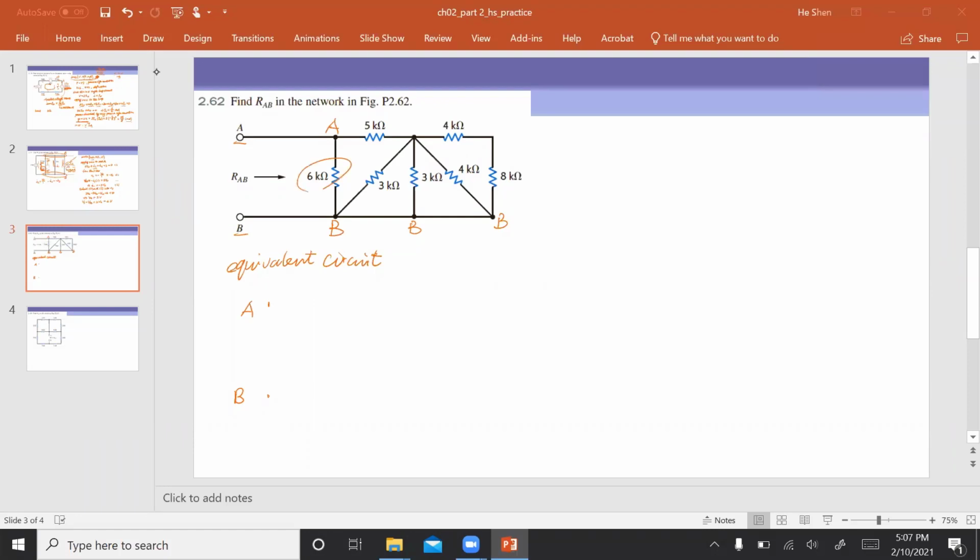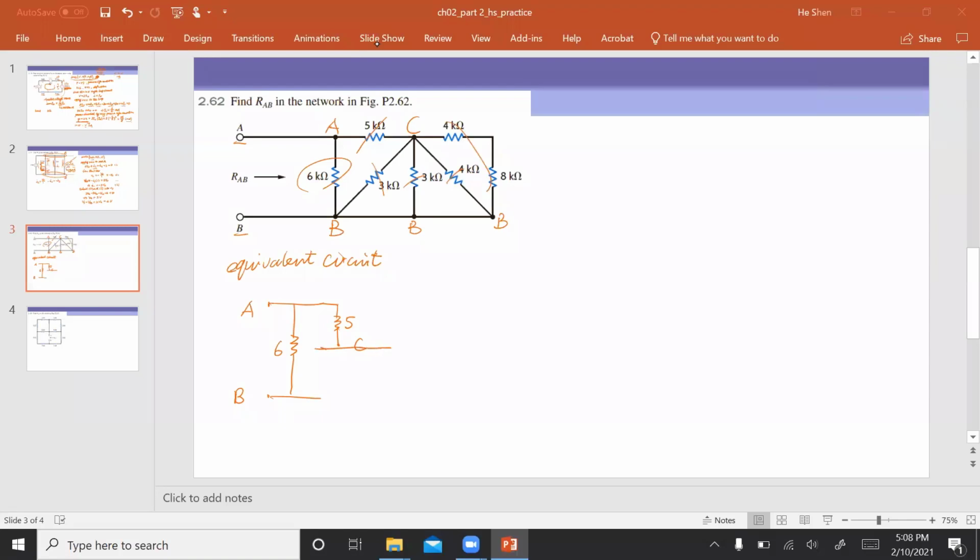I do see this, right? So between A and B, there is one resistor, 6K. I'm going to first draw this 6K over there. And between A and B, there are no other direct connections. All the other connections have to go through this node C over here. Between A and C, I have one resistor, which is 5K. And between C and B, I have all the other branches, 1, 2, 3, and 4, right?